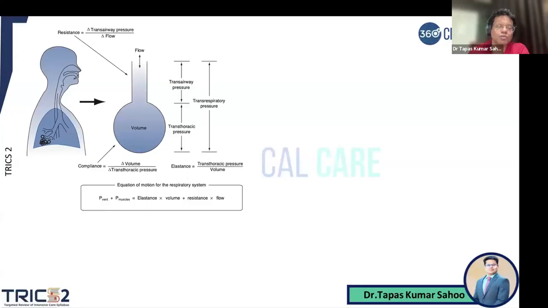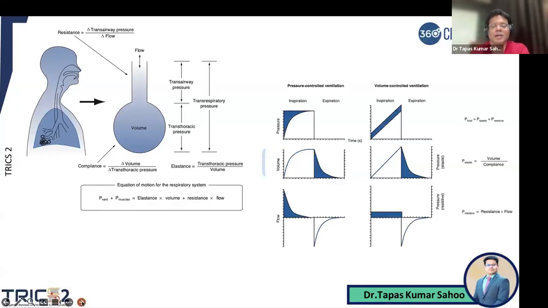Now the equation of motion, again, before entering into ventilatory troubleshooting, you should know the two components are the ventilator pressure and the muscle pressure. And in that you can see the formula: elastance times volume plus resistance times flow. Now I am not going into detail, but you should be clear with the basic ventilatory modes, pressure control ventilation and volume control ventilation, and how we are calculating the total pressure, elastic pressure, and resistive pressure.